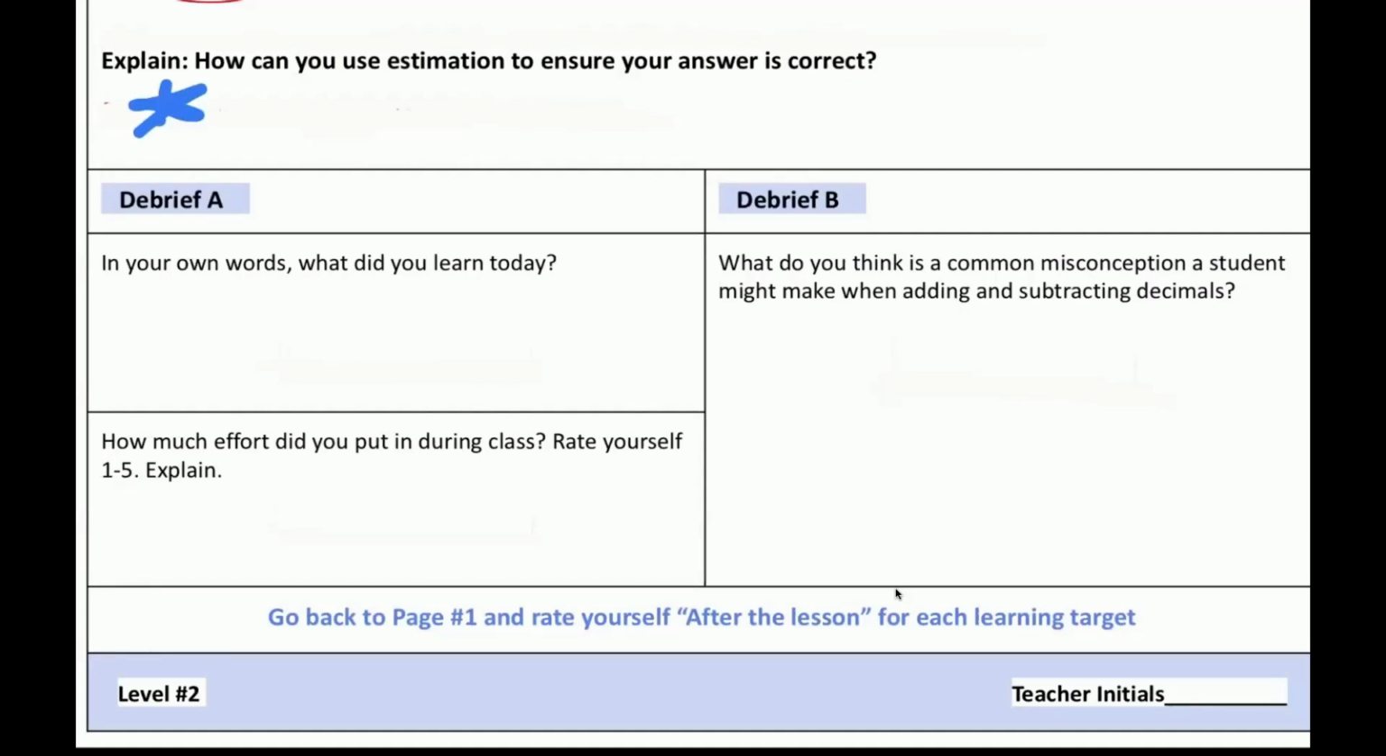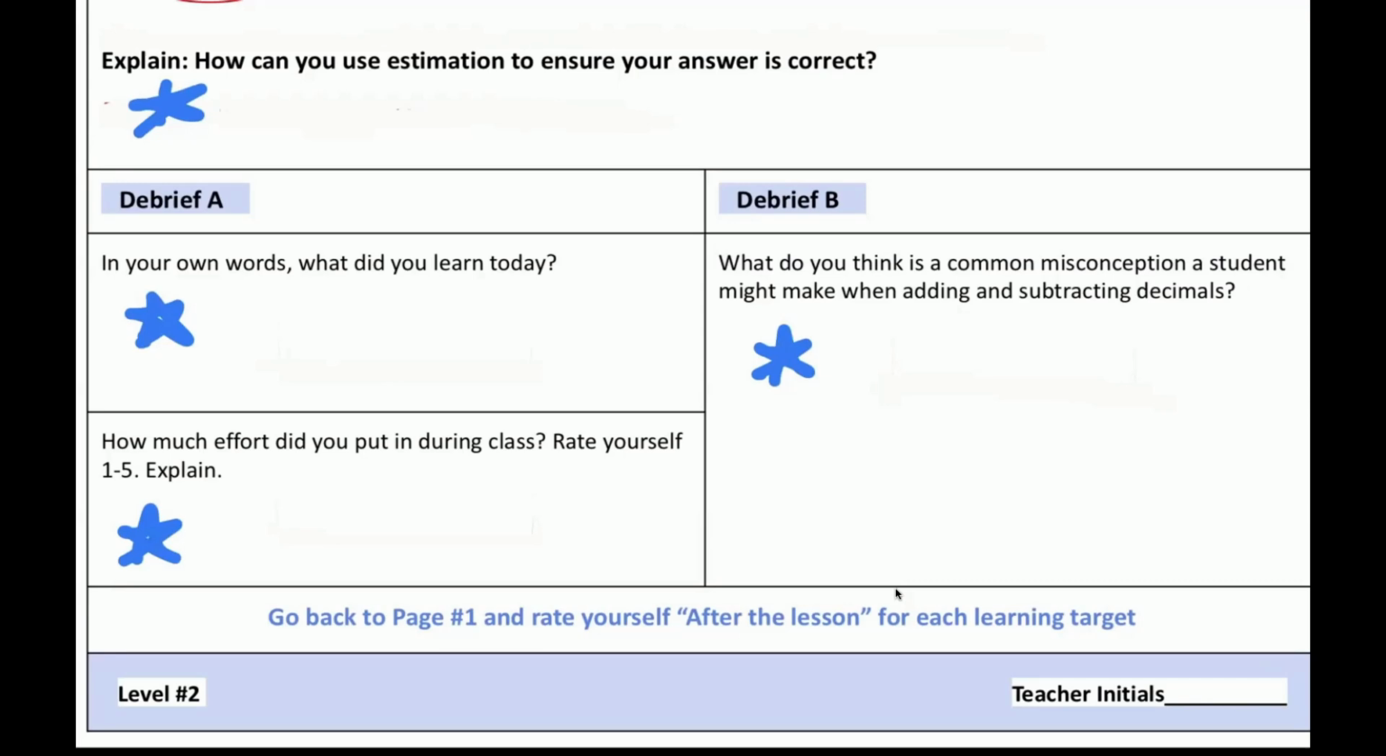And to close out today, make sure you fill in our debrief questions. In your own words, what did you learn today? How much effort did you put in during class? Rate yourself 1 through 5. 1 is the lowest, 5 is the highest. And then what do you think is a common misconception a student might make when adding and subtracting decimals?